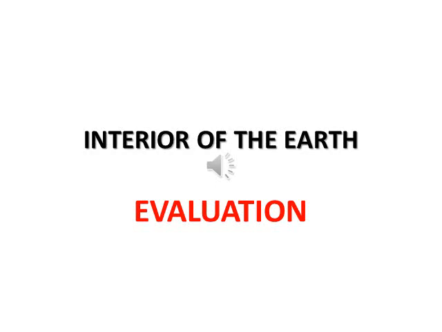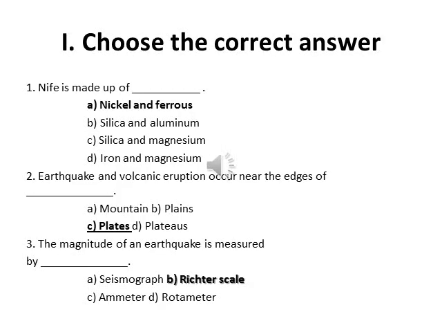Take your pencil and pens to mark the question and answer, and choose the correct answer. First question: NiFe is made up of A. Nickel and ferrous, B. Silica and aluminum, C. Silica and magnesium, D. Iron and magnesium. Ni for nickel and Fe for ferrous, so NiFe is made up of option A.